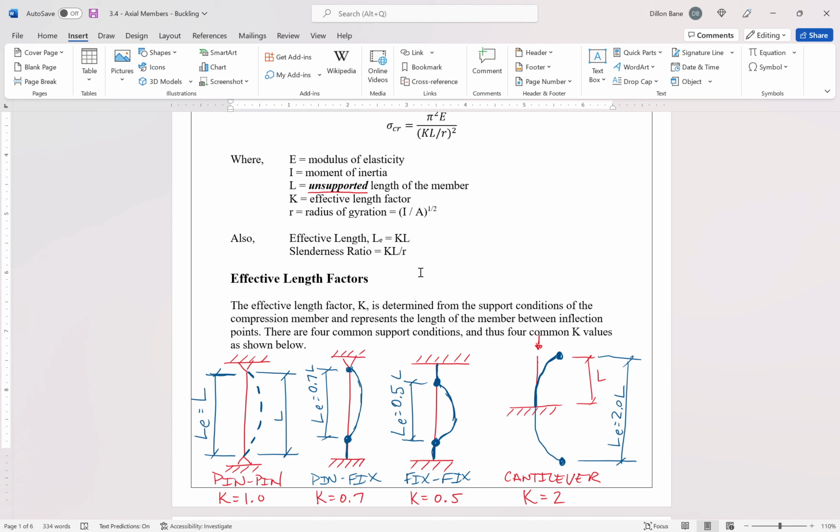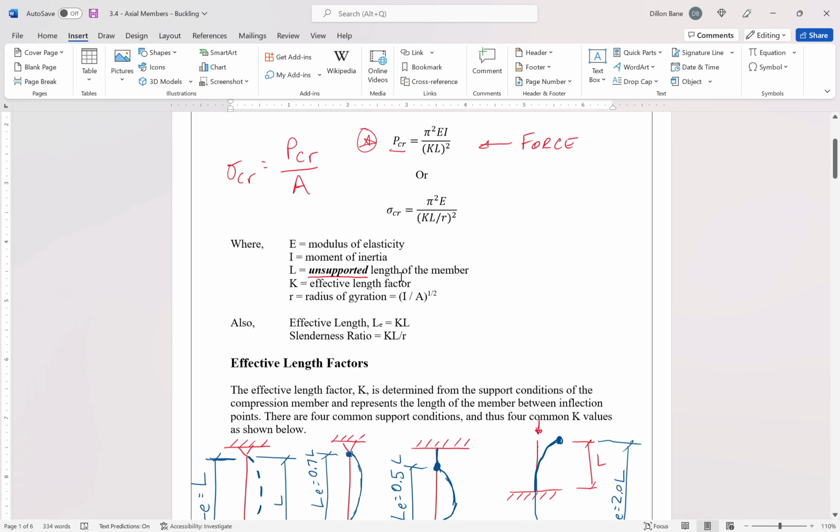So the lowest K factor gives us the strongest critical load that we can get based on support conditions, and that makes sense because a fixed column, if I'm fixed on the top and fixed on the bottom, is as supported as it can get, right? So support conditions play a major factor in calculating our critical loads because our support conditions define our K values, which are one of the variables in the equation.